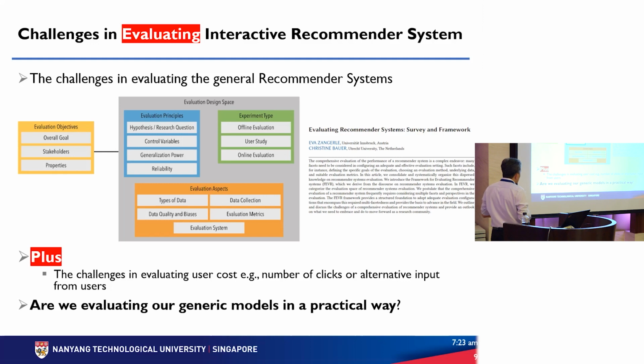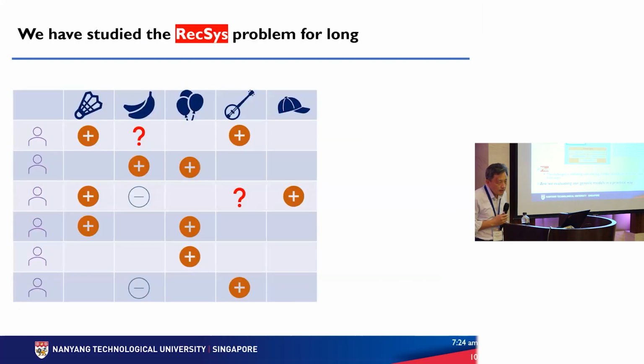Then we go back to the fundamental things. Are we evaluating our generic models in a practical way? Okay, so in the past, are we evaluating in the right way or somehow not so right? So we look at this problem again, and we have a matrix, and we have the records, and we try to predict the empty cells, and that's a preference. All right, so what we do is that we hide some of these known interactions, and we try to predict because these are the ground truths. And we predict and compare against the ground truth, okay?